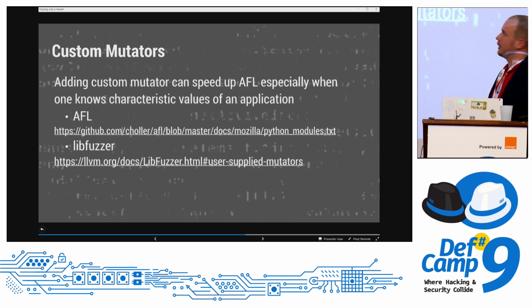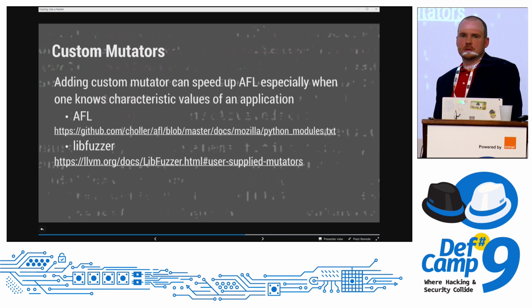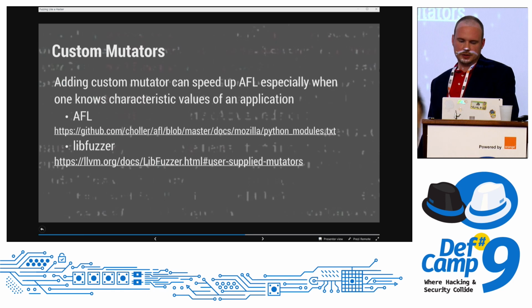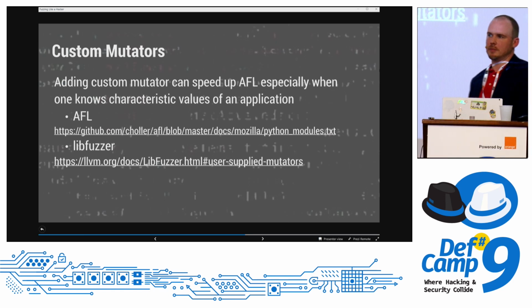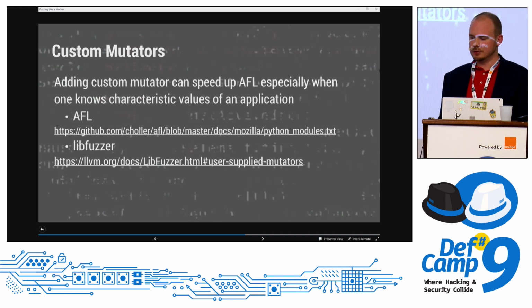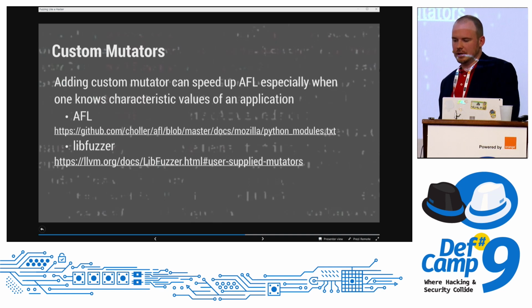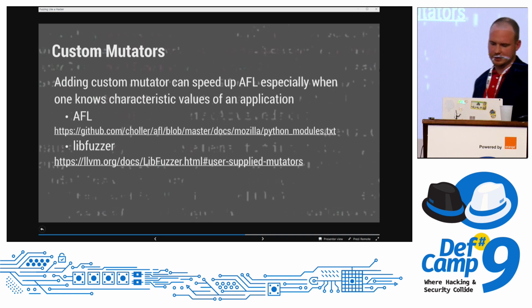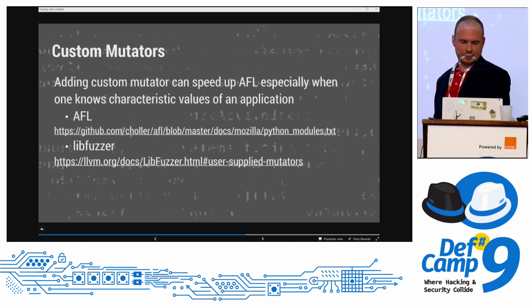What else? You can also create your own mutators. This can help you, especially if you have your own application being tested, or your company is testing the application, or you're a developer and you know exactly what kind of application you have and what kind of magic values are used, so you can do it on your own. For AFL, there is a nice article about how to do it. Here is the link. There is also a libfuzzer module that allows you to add custom mutators to libfuzzer, if you are interested.